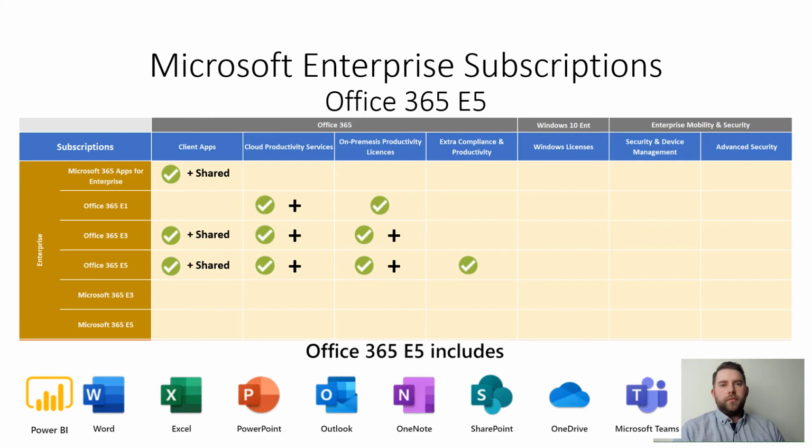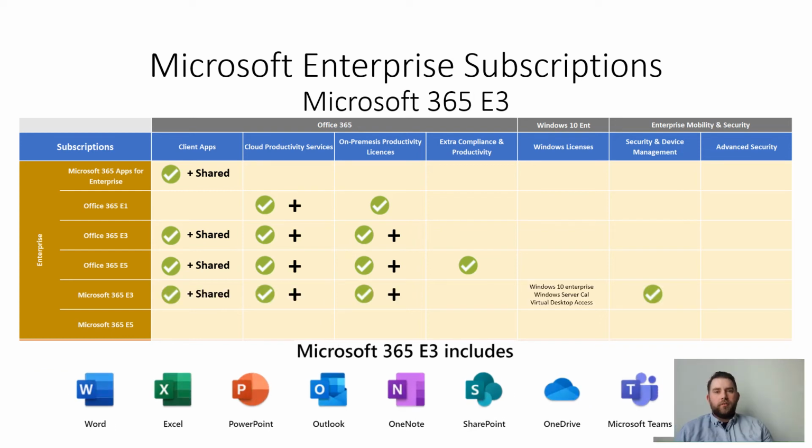Office 365 E5 takes Office 365 E3 and adds additional security, compliance, and productivity services. These extra security features are different from the ones further to the right of the table that come from Enterprise Mobility and Security. These advanced features add additional layers of security and compliance controls specifically to the cloud productivity services.